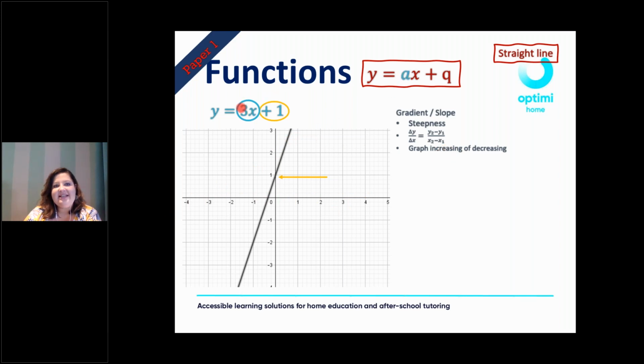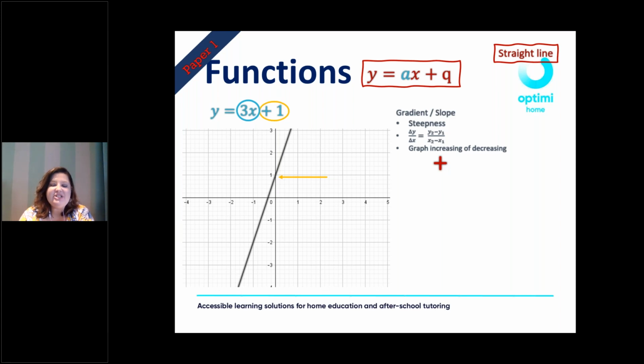So my a in this case, if I look over here, is positive. So by just looking at my gradient and I see that it is positive, I know that this graph or this function will increase.